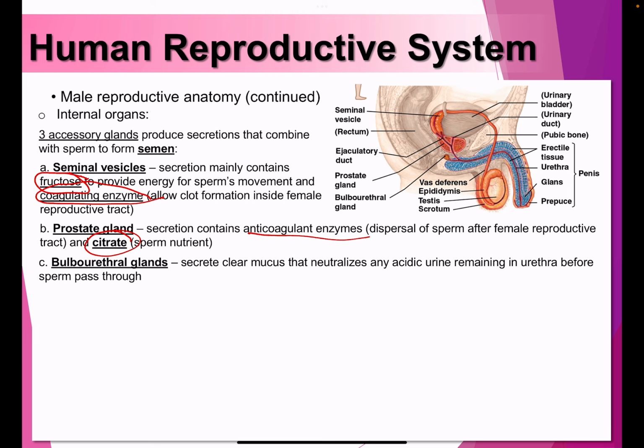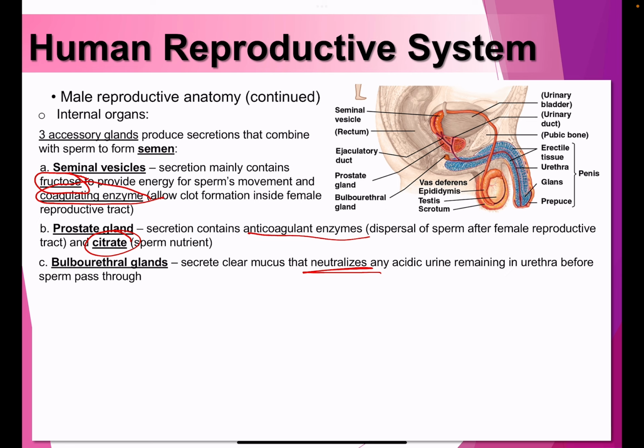before it's time for the sperm to come out. They will neutralize any acidic urine that's remaining in the urethra to maximize the chance of survival for all of these sperm, because a whole bunch of it will not survive through just the vagina or even in the uterus of the female reproductive system, because over there is also acidic.